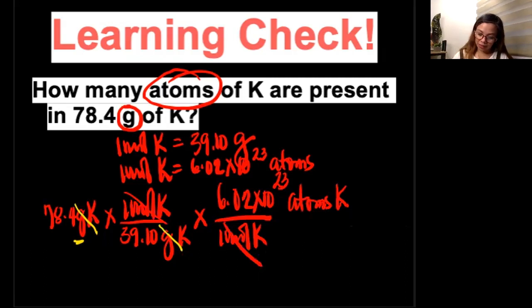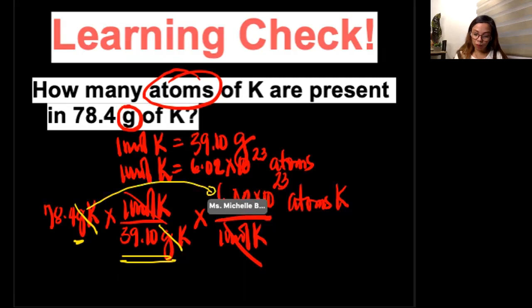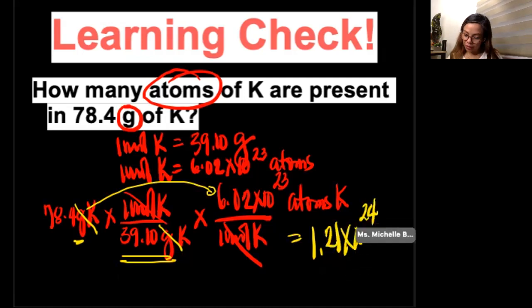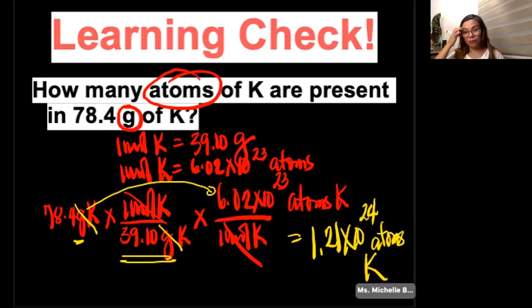So let's use the calculator. Please take note that this is in the denominator. Therefore, you're going to divide this. This is in the numerator. Therefore, you're going to multiply 78.4 times 1 times 6.02 exponent 23, then divided by 39.10. The answer is 1.21 times 10 to the 24th atoms of potassium. Okay? You pause this video and give it a try and review the process as well.